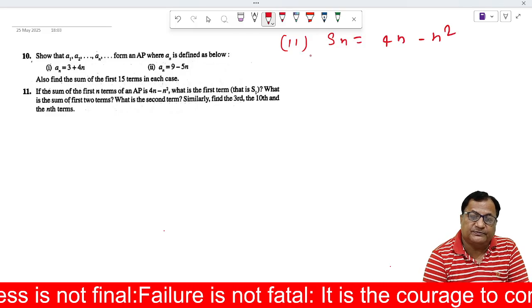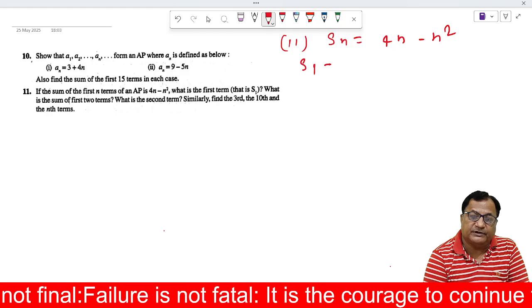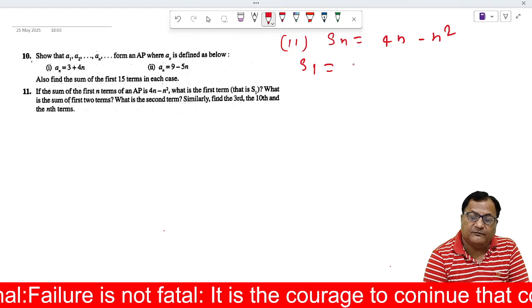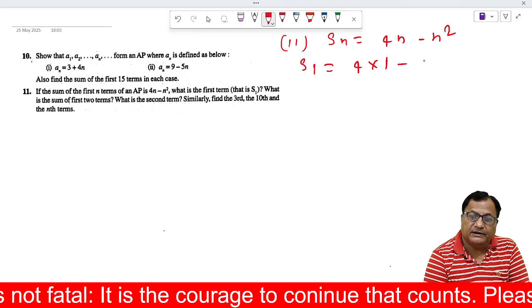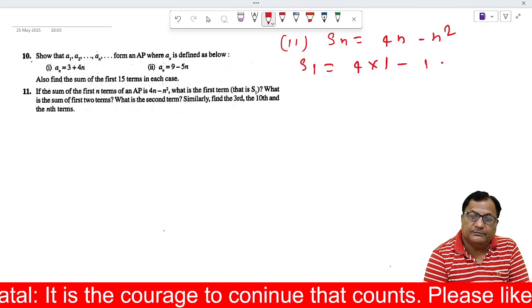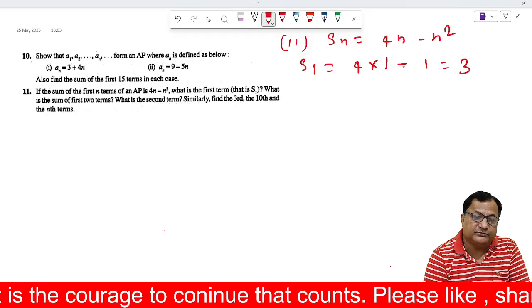So the first term means S1. First term will be S1. We put the value of n here as 1. 4 into 1 minus 1 means 3. S1 is equal to 3.